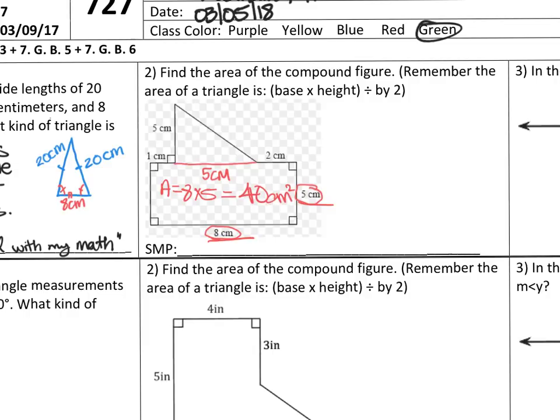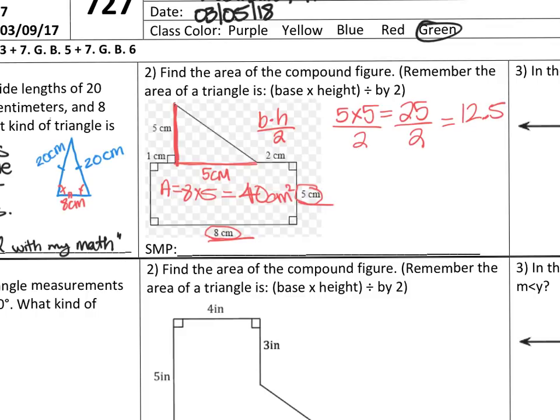Now let's try to find the area of the triangle. The base of the triangle is 5. The height of the triangle is 5. 5 times 5 is 25. Now the area of the triangle is base times height divided by 2. So I did base times height and now I have to divide it by 2. Okay, half of 25 is 12.5.